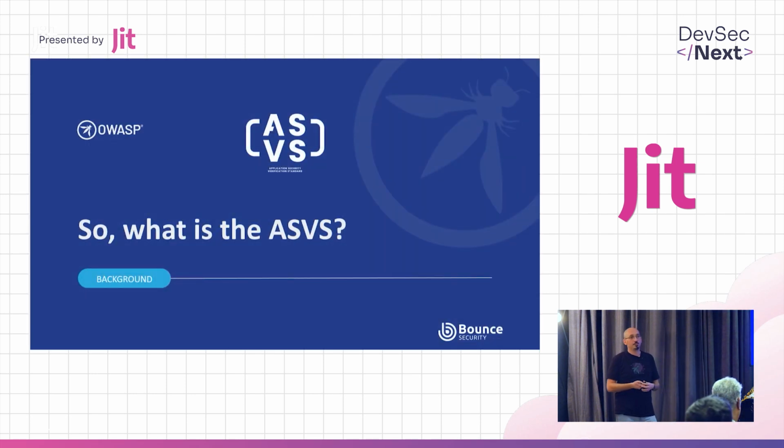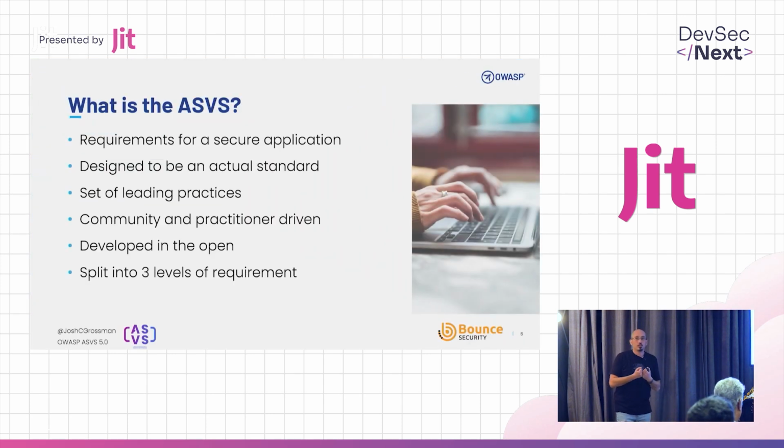So what is the ASVS? The ASVS is a project designed to help build software security. It's designed to give a set of requirements, the properties that we expect a secure piece of software, a secure application, to have. So it's designed to be a standard. If anyone's heard of the OWASP Top 10, the OWASP Top 10 is just 10 bad things that could happen to your application.